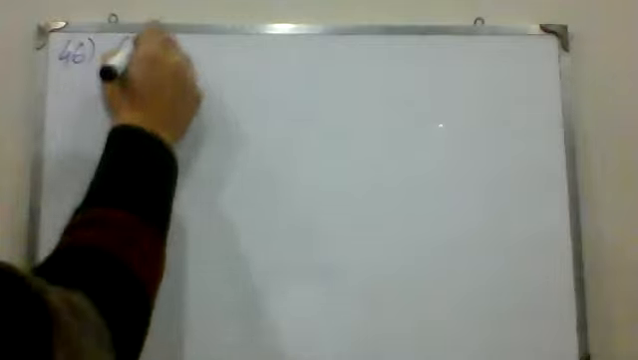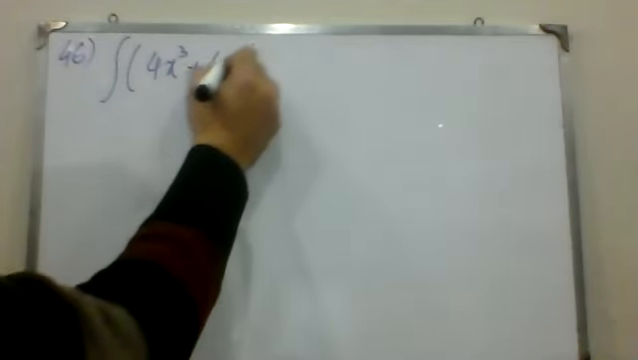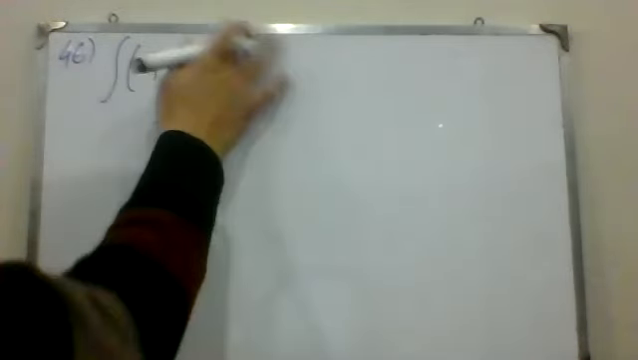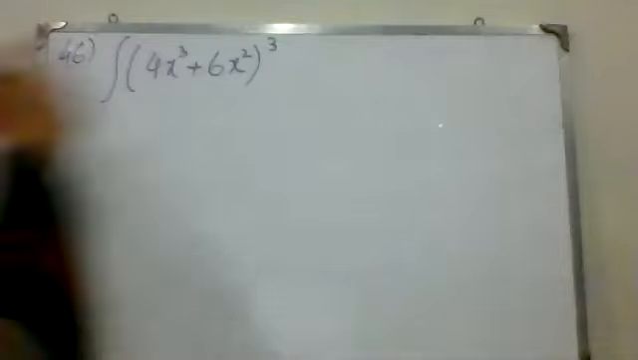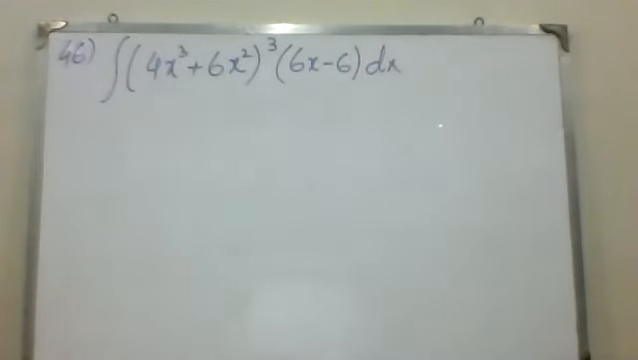Integral 4x to the power 3 plus 6x square whole power 2, whole power 3, 6x minus 6 dx. How can we manage that term and how can we solve that term? Anyone please?